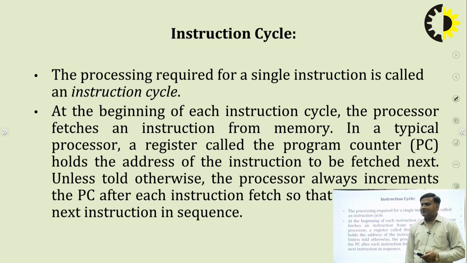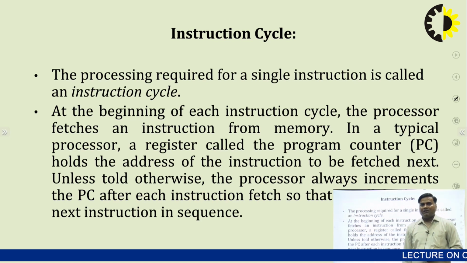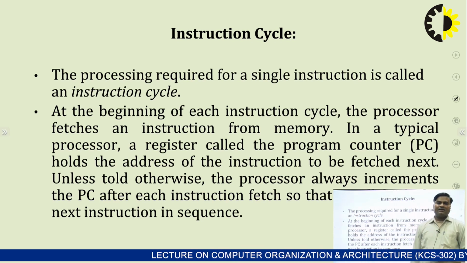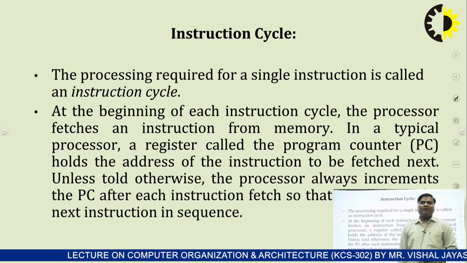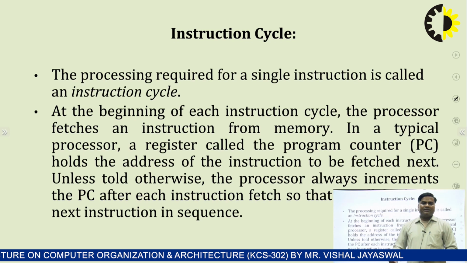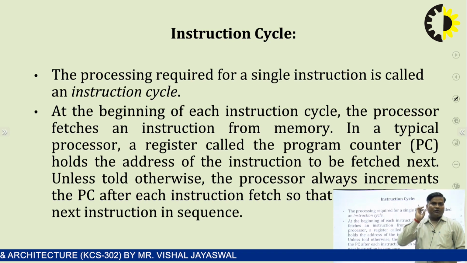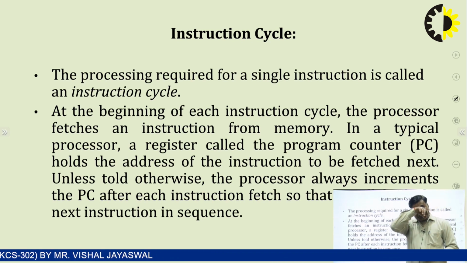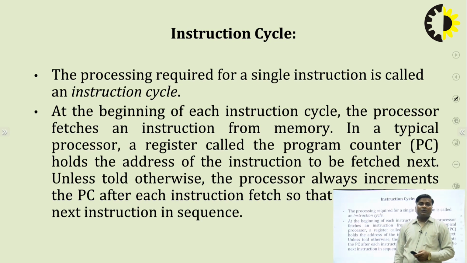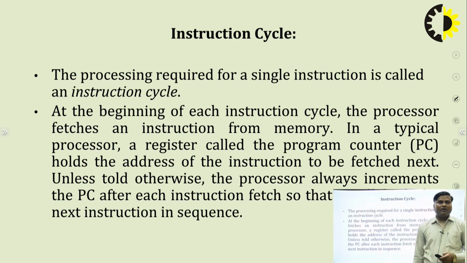If you talk about the instruction cycle, the processing required for a single instruction is called the instruction cycle. And in the instruction cycle, we basically have three phases. First, we have to fetch the instruction from the memory. Then we have to decode the instruction. In decoding, the role of the control unit comes in, and the control unit generates the control signals on the basis of the instruction. Then we have to store the result either in memory or in a register.